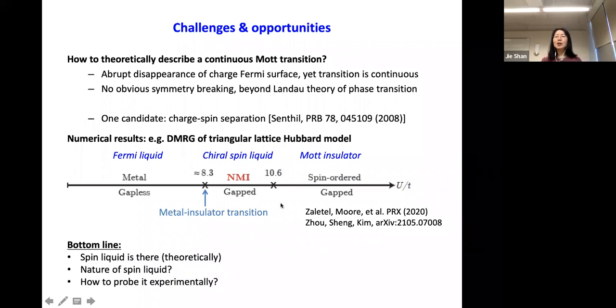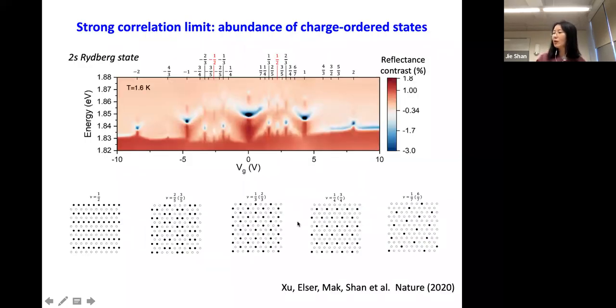So the bottom line is that near that transition, there's something exotic going on, some kind of spin liquid. But what is the nature of that spin liquid, whether it's gapped or not gapped, we don't know yet. And if such a thing exists, how to probe it experimentally is also a challenge. The community is working on this. So I'm not going to talk more about this. I just want to get back to my pretty pattern.